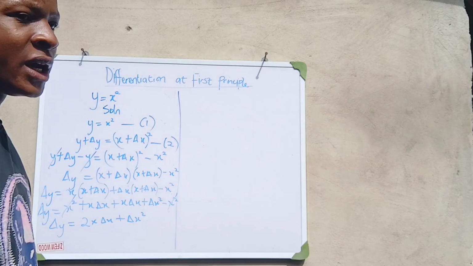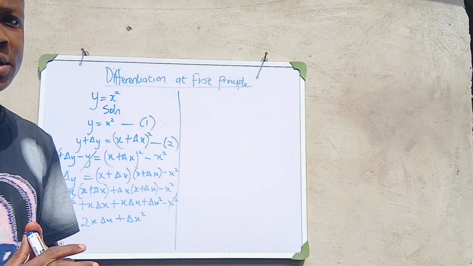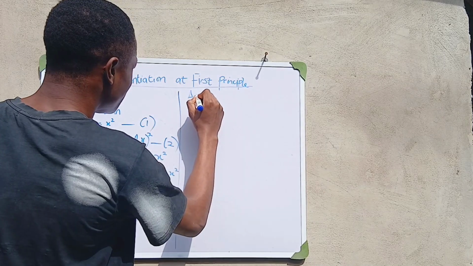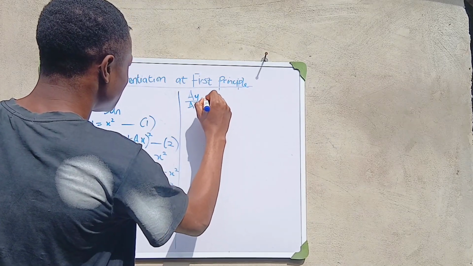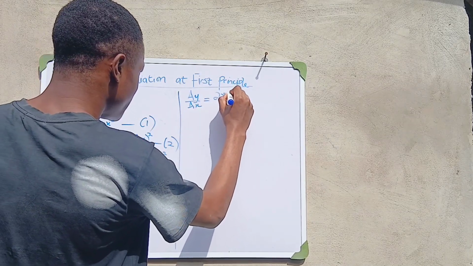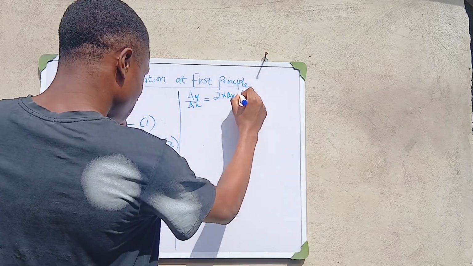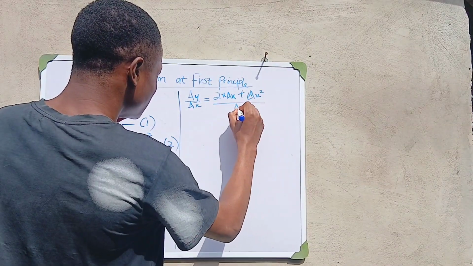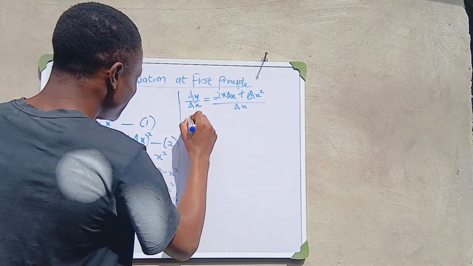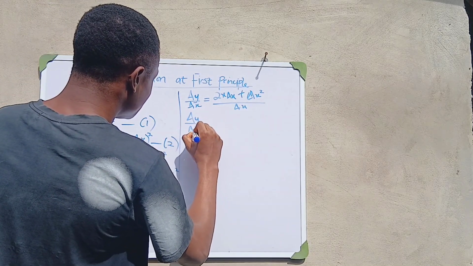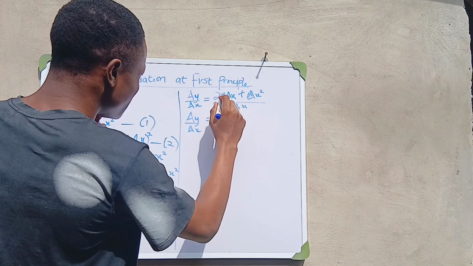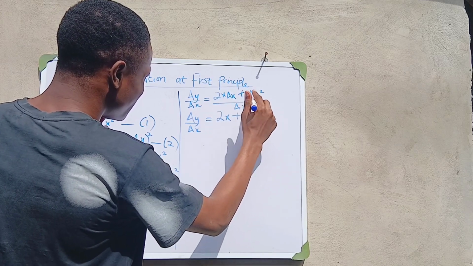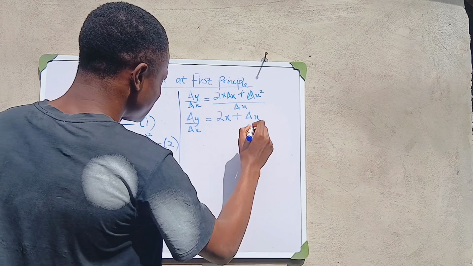So now what we have to do is divide both sides by change in x. So we have change in y over change in x is equal to 2x change in x plus change in x squared over change in x. So we have change in y over change in x is equal to, this divided by this, we are left with 2x plus, this divided by this, we have change in x.